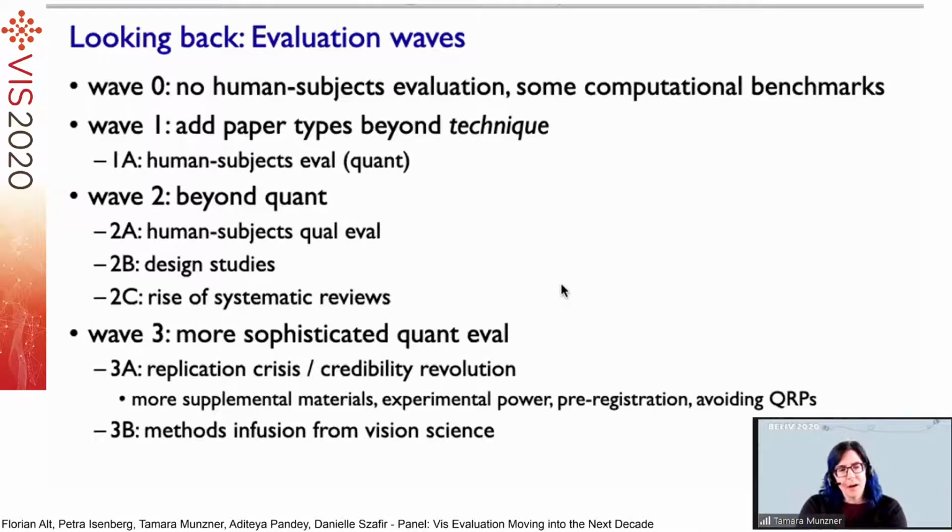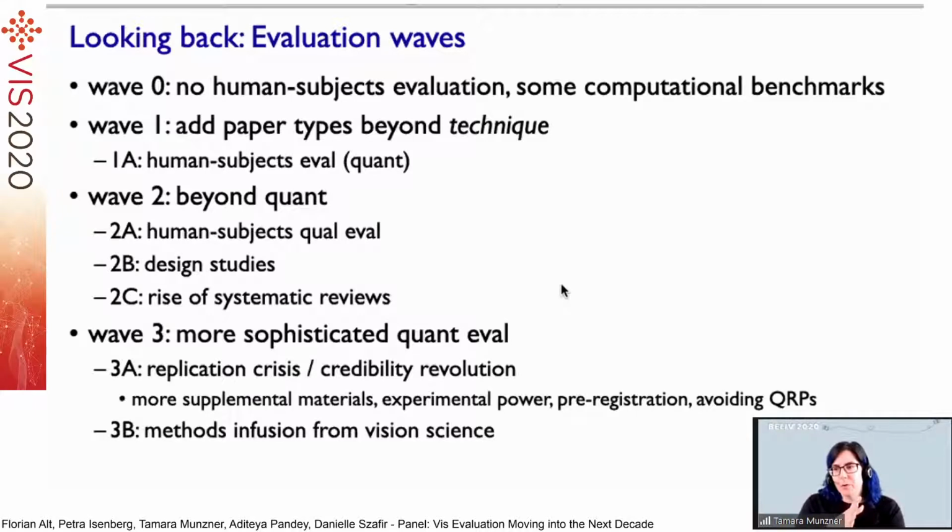There really was this early wave where we literally didn't do any human subjects evaluation at all. There were just a few computational benchmarks and some technique papers. And then there was this first wave where we're like, hey, there are papers beyond technique papers. There were paper types, and that really did open the door to get evaluation papers accepted, from both authors being willing to submit them and reviewers being willing to accept them. And so there was this first wave, very quant.